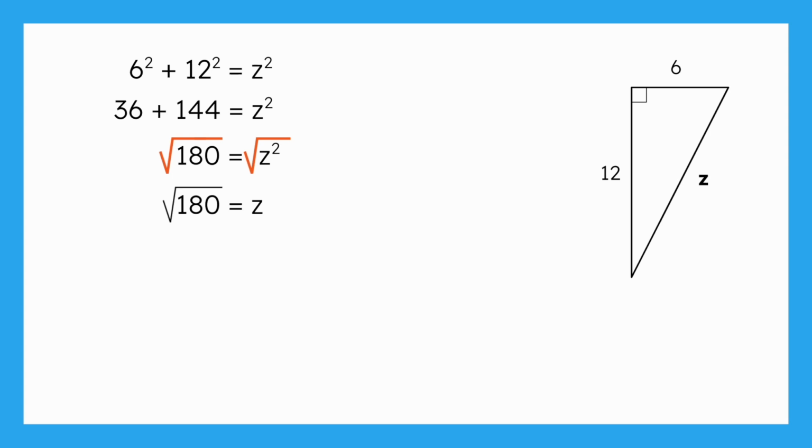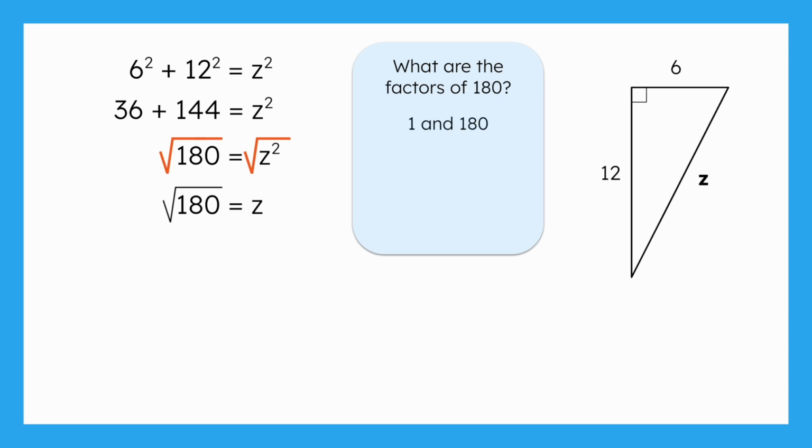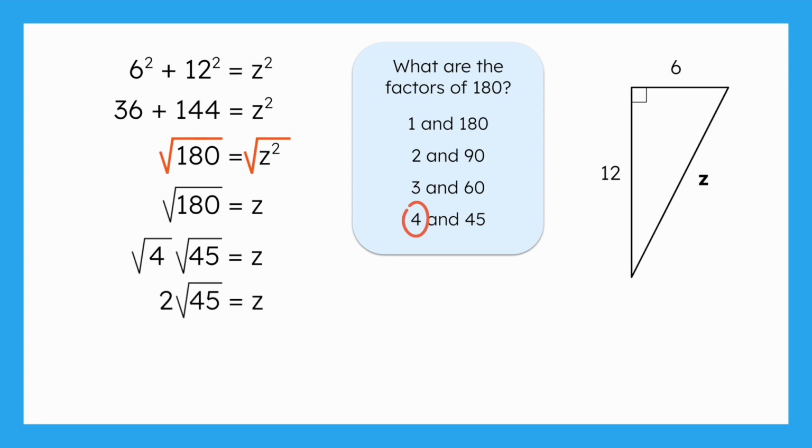Now, to simplify. Again, I'm not sure which factor of 180 is a perfect square, so let's start listing some factors until we find a perfect square. Besides 1 and 180, we have 2 and 90, 3 and 60, 4 and 45, and wait, there we have it! 4 is a perfect square. Using the factor pair 4 and 45 would give me the answer of 2 root 45. But that doesn't seem quite right. Can that be simplified further?